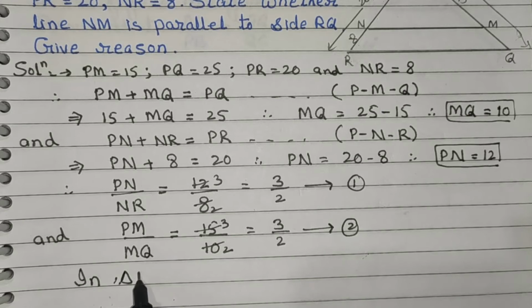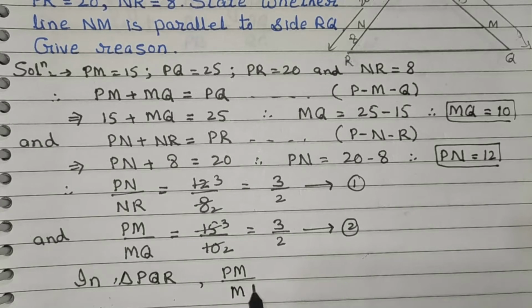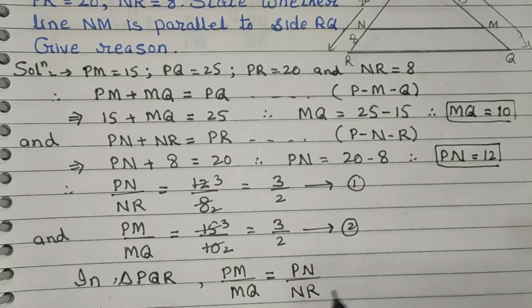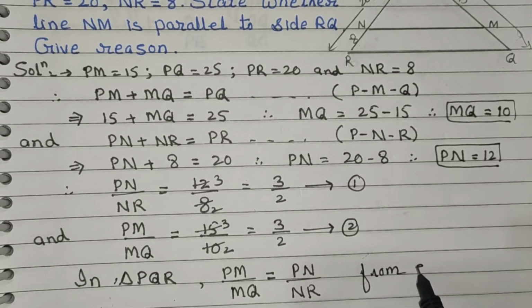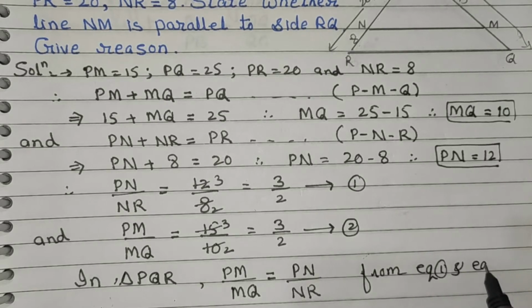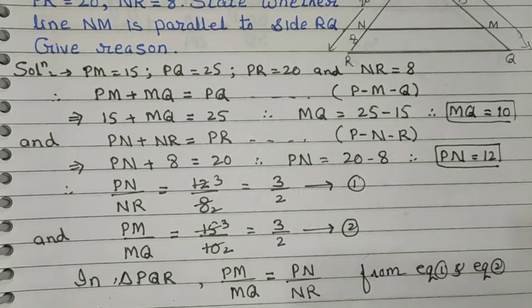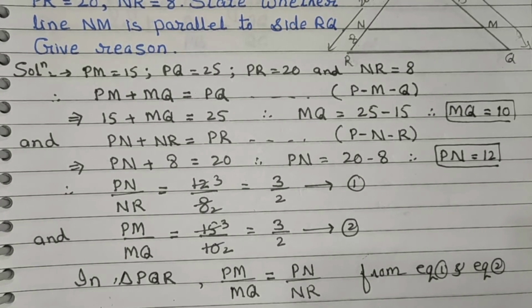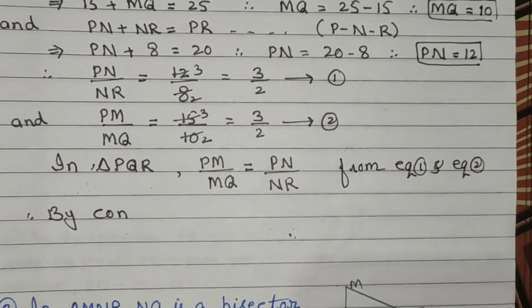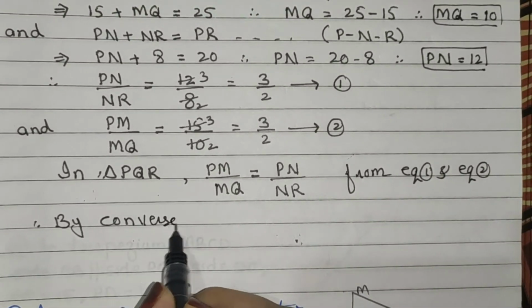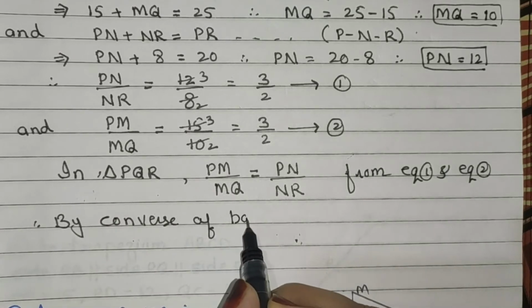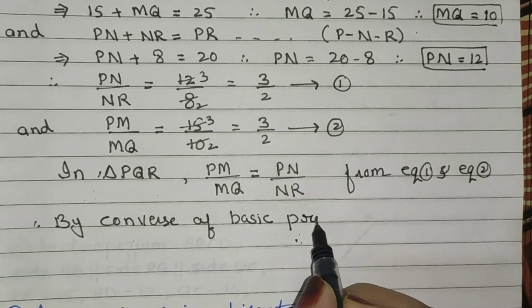In triangle PQR, PM upon MQ is equal to PN upon NR from equation 1 and 2. Write down here. Now, both the ratios are equal here. Therefore, by converse of BPT theorem, or you can say, basic proportionality theorem.